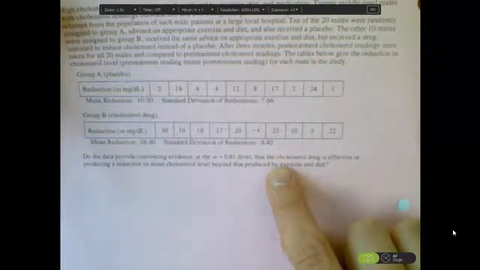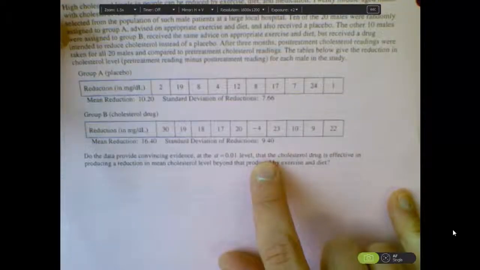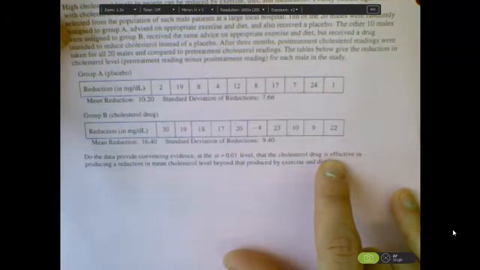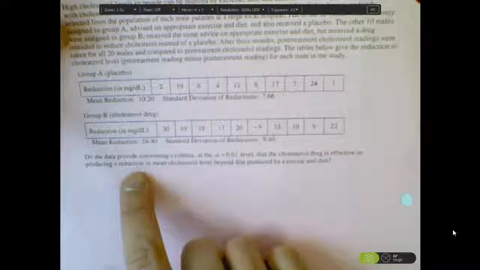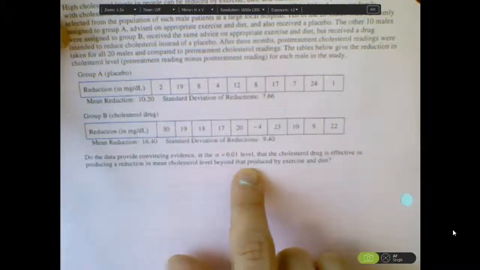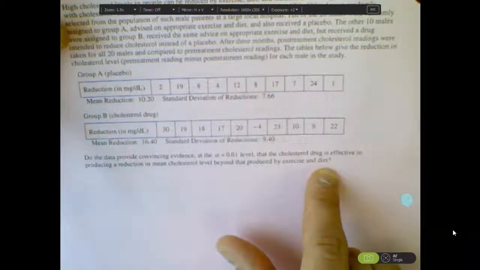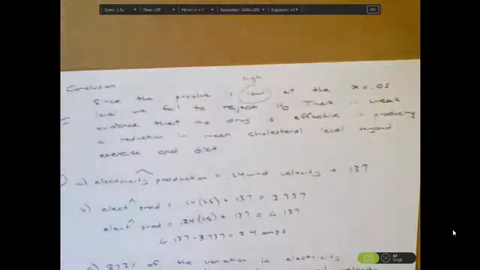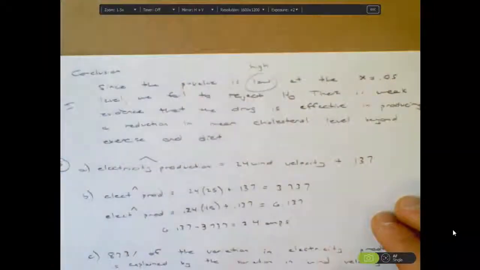And then take a look at what I'm doing here. There is weak evidence, and I'm going to use the context from the question. There's weak evidence that the cholesterol drug is effective in producing a reduction in the mean cholesterol level beyond what is produced by exercise and diet. I'm just going to take the context from the question. Okay, that'll take a lot of the thought out of it and make sure that I'm using the correct words there. So that's incorrect in my mind.